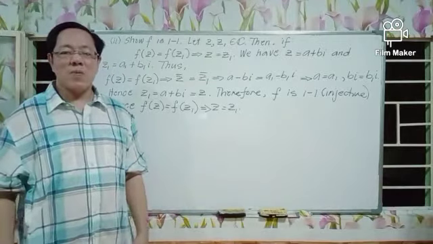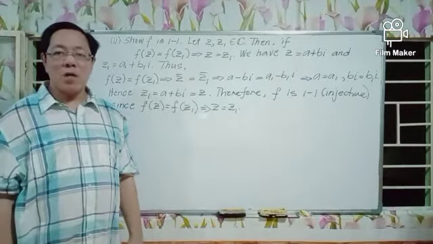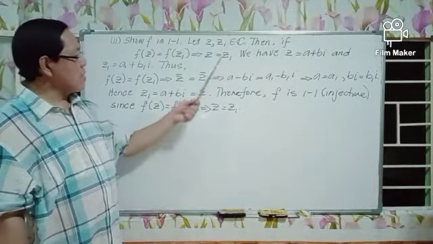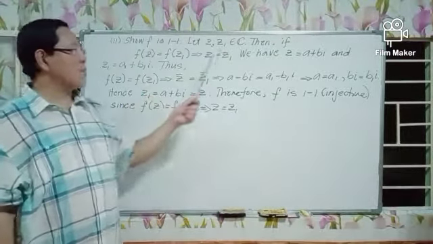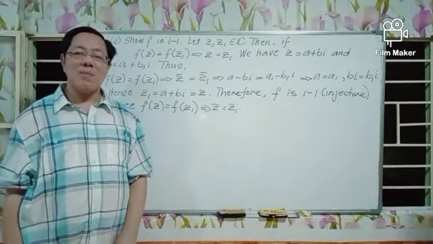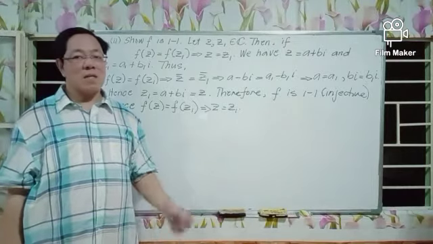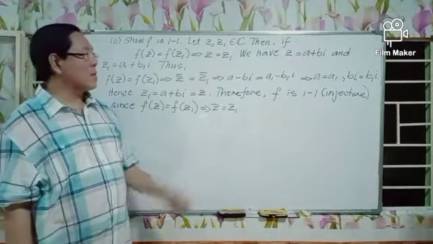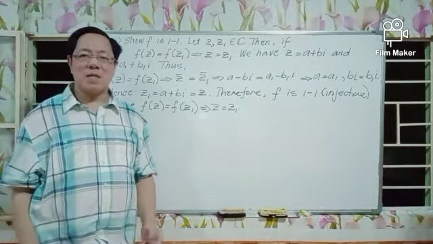And in the last part of the proof, we show that the function f is onto. To show that f is onto or surjective, we start from the codomain, but the codomain of f is the same set of complex numbers c. We show that for every element of the set of complex numbers c, there is at least one element in the set of complex numbers c also, whose image is equal to that element of the set of complex numbers.